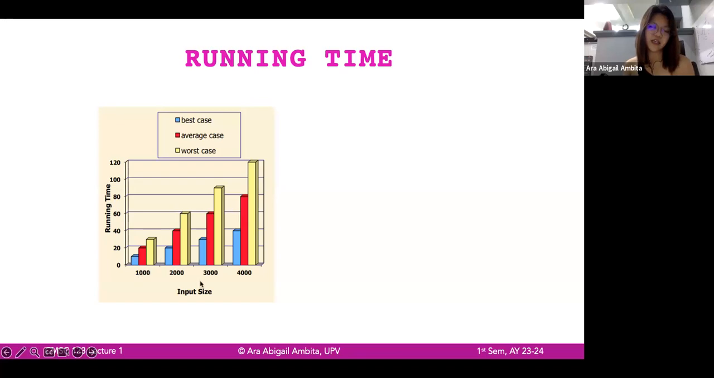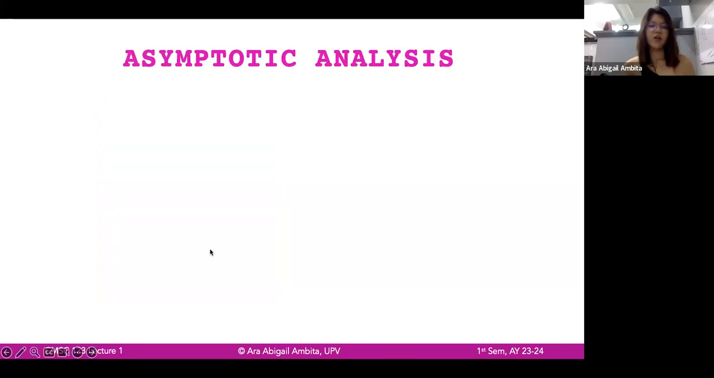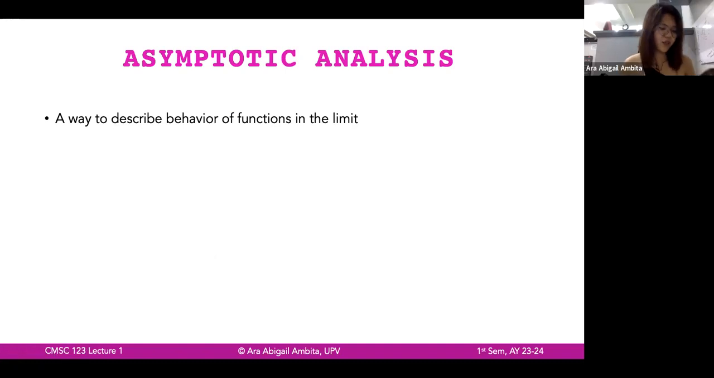This is just a sample graph. As you can see here, the x-axis is the input size. As the input size grows, let's say comparing 1,000 versus 4,000 input size, you can see that the running time at input size 4,000 is so much bigger. Another comparison here is between the best case, the average, as well as the worst case. You can see that the worst case will often have the biggest running time compared to the best and then the average.